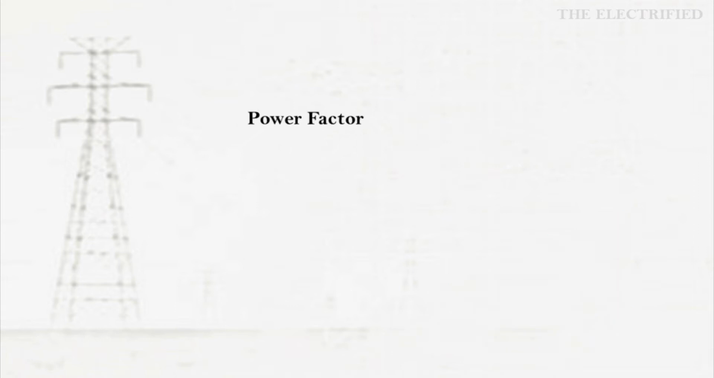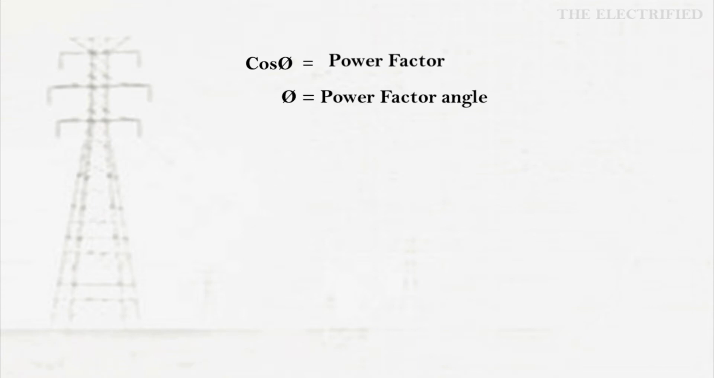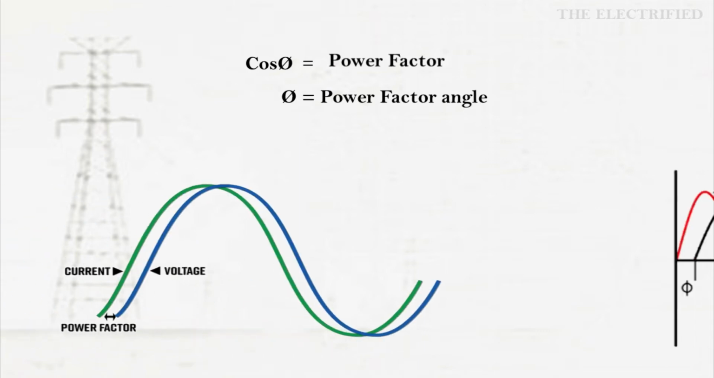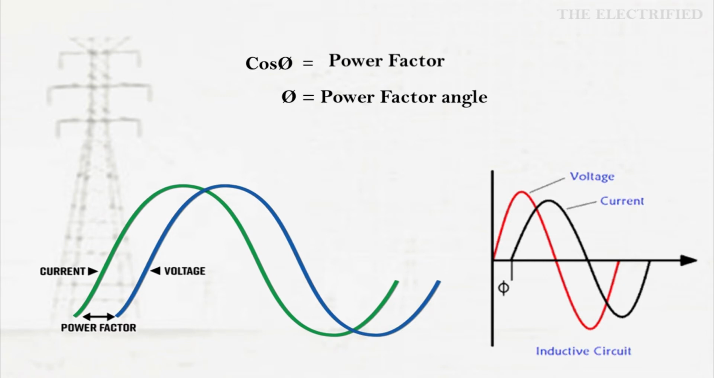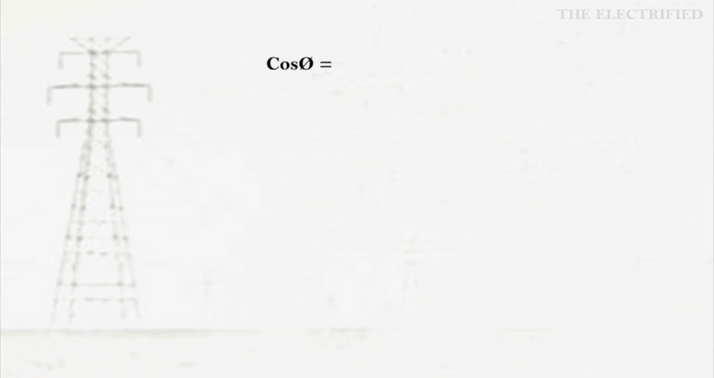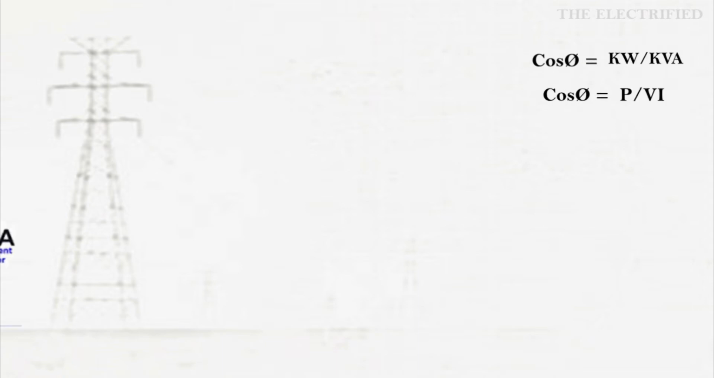Here power factor is denoted by cos phi. Cos phi is the power factor and phi is the power factor angle. Power factor angle is defined as the difference of an angle between the voltage waveform and the current waveform of a sinusoidal curve. For better understanding of power factor, I have taken an example of a packet of chips.